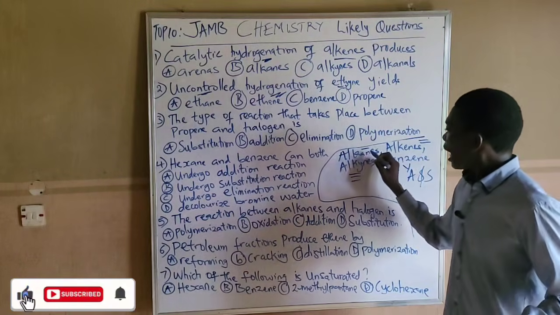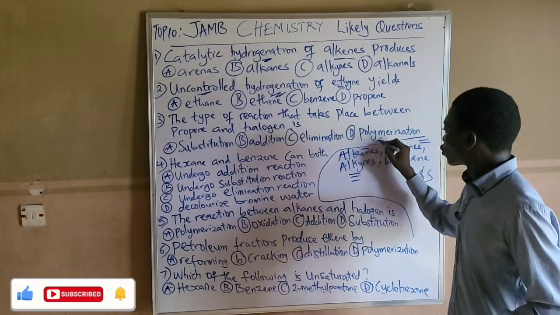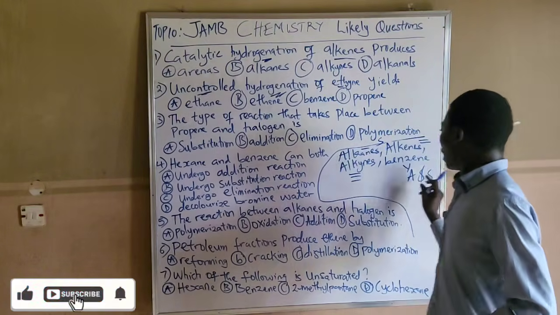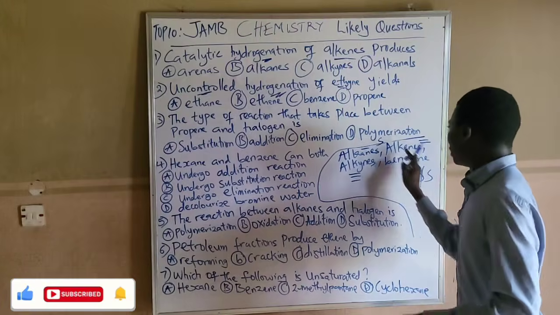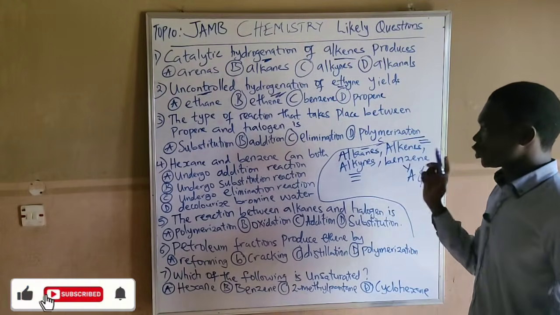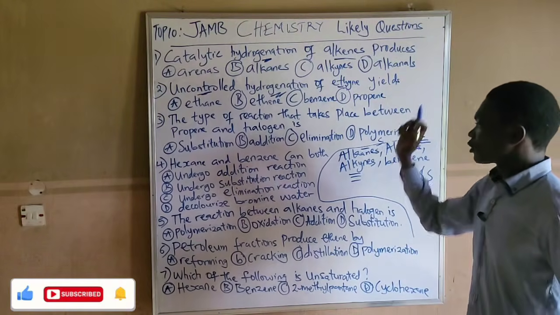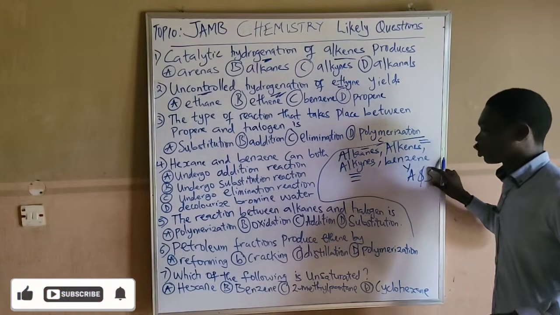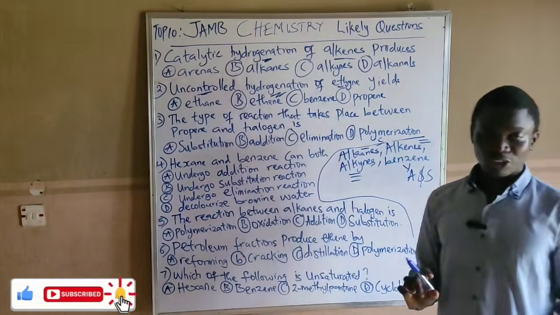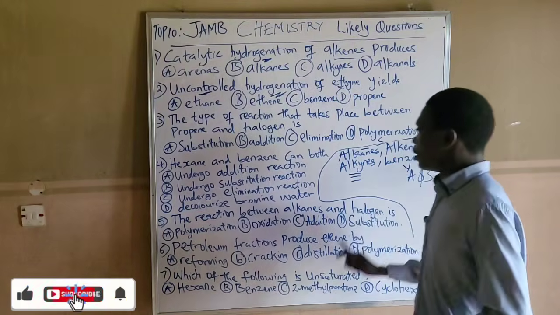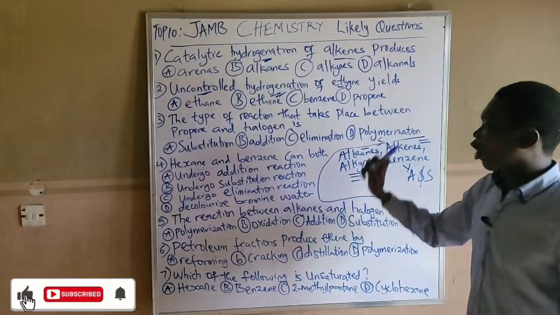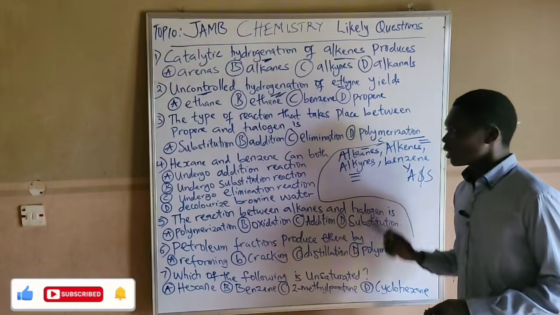Why this one? Alkanes, they undergo what? Substitution reaction. So both ethane, which is under alkanes, and benzene, what is common? They can both undergo what? Substitution reaction. And I also told you that benzene prefers substitution reaction because substitution does not spoil the benzene ring. So the correct answer to that is option B. Both of them undergo substitution reaction.